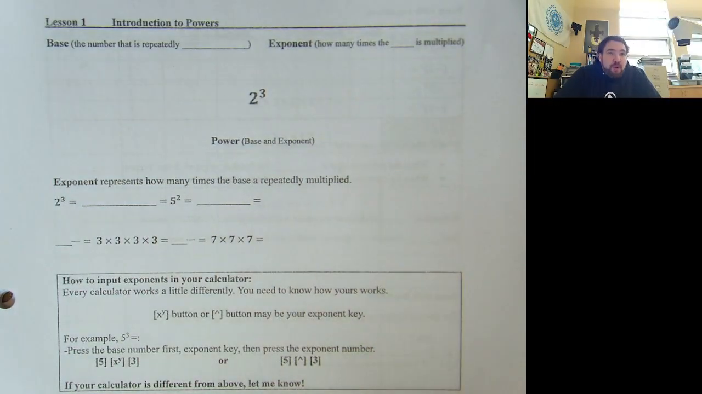Okay, so exponents. You would have been introduced to these exponents and powers last year or the year before, grade 7, grade 8, some point in middle school. You should definitely have seen these before. What is the point of exponents?